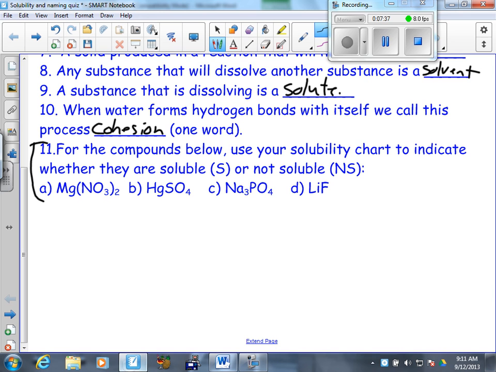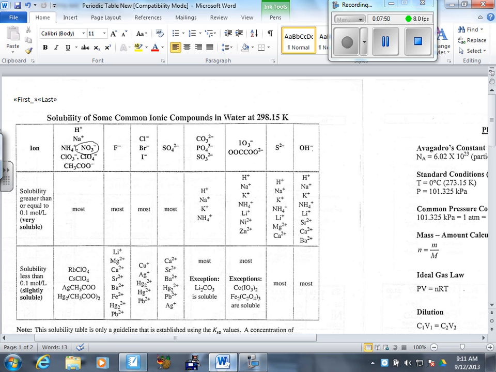All right, our next one, mercury sulfate. This is actually mercury 2, and that makes a difference. If we look at our chart here, sulfate is soluble with most things, but not calcium, strontium, barium, or mercury 2+. So that is insoluble. Oh yeah, I think that's actually a typo. It's just 2+.